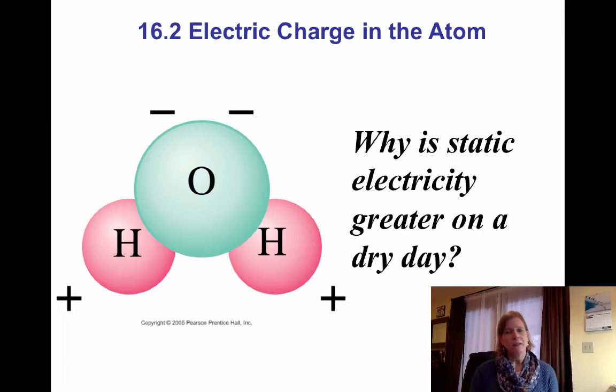And so why is static electricity going to be greater on a dry day? Or you could even say for a season, why is static electricity greater in winter? Well, in winter, the air generally is drier. If you're inside a house or inside the school, then you have a lot of dry air being circulated by a heating system that tends to blow quite dry air, and there's less moisture in the air. If there's less moisture in the air, there are fewer of these polarized molecules available to help the charge equalize. So we tend to build up more static electricity on a dry day.